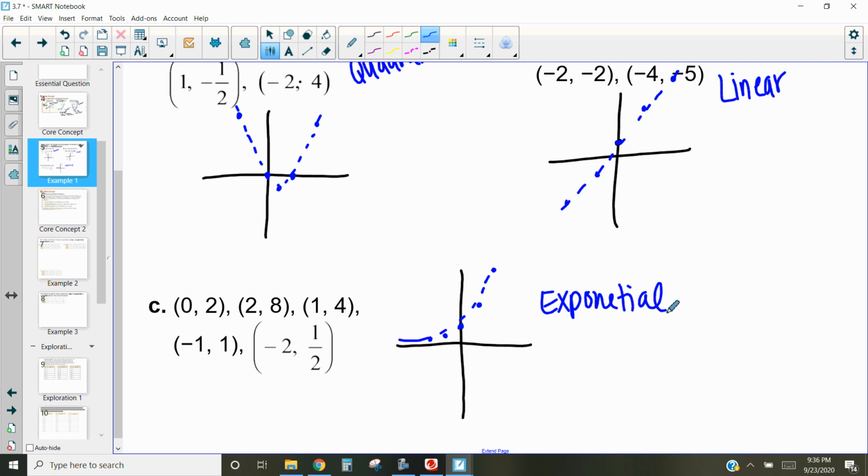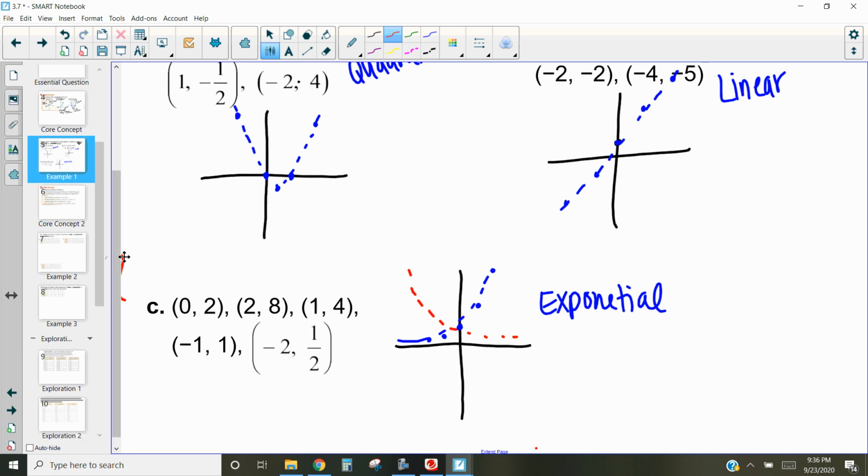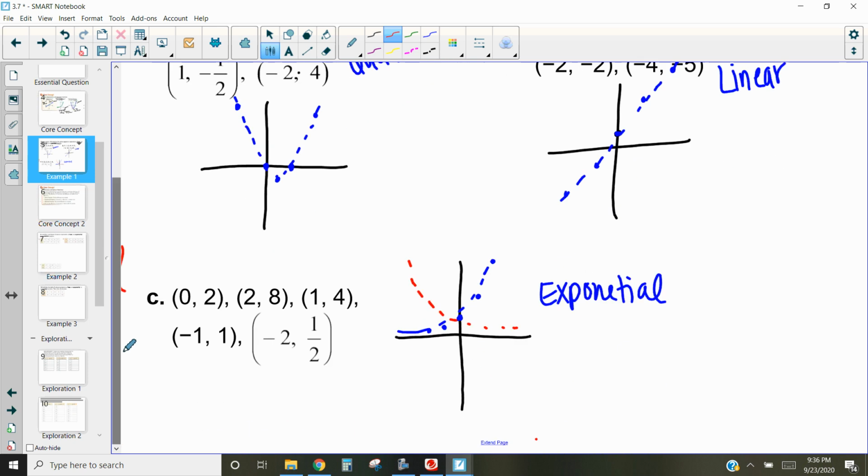If it's negative, we also may see an exponential function that goes the other way. Now, these ones that go up, we usually call exponential growth because they're getting bigger. These ones that go down are typically called exponential decay, as they're decaying, or we're getting less of a y value the further we go. And that's the difference between a quadratic, a linear, and an exponential.